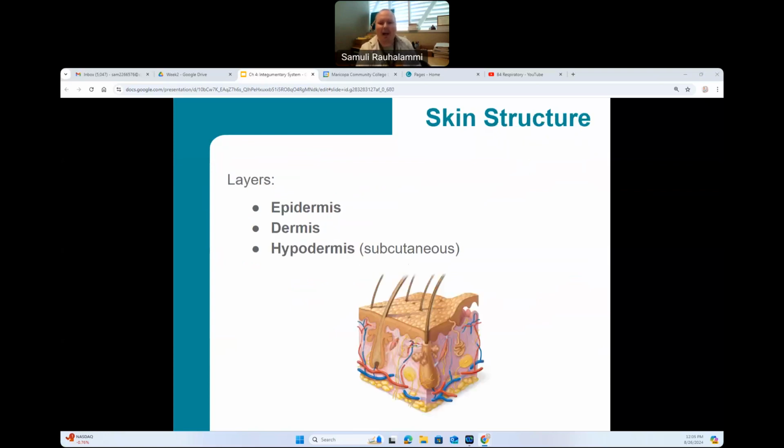And if we look at the skin and the structure of the skin, we end up seeing that we have a few different layers to consider. We have three, or actually, to be more precise, two layers of the skin to consider.